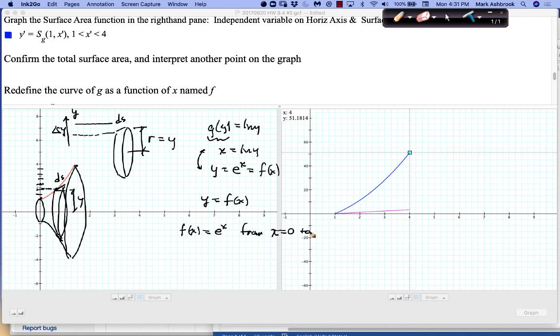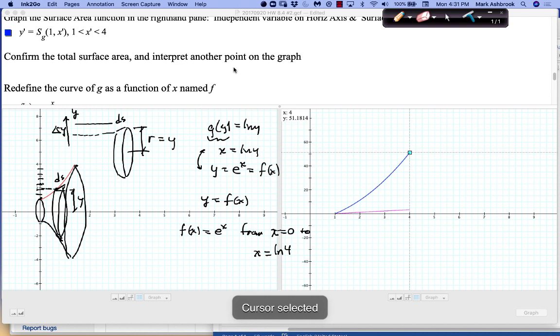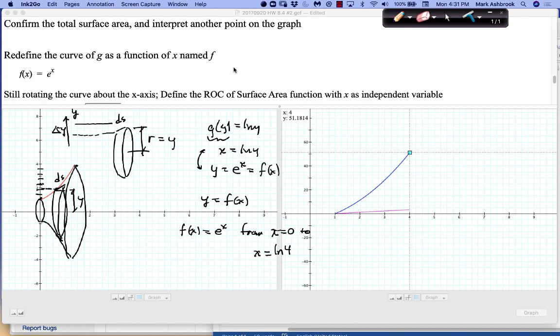2x equals natural log of 4, which is the x-coordinate corresponding to this y-coordinate of 4. So it's the exact same problem written as a function in terms of x. So there it is, f of x equals e to the x. We're still going to rotate the curve about the x-axis.